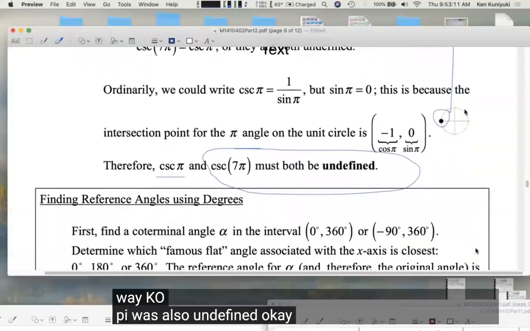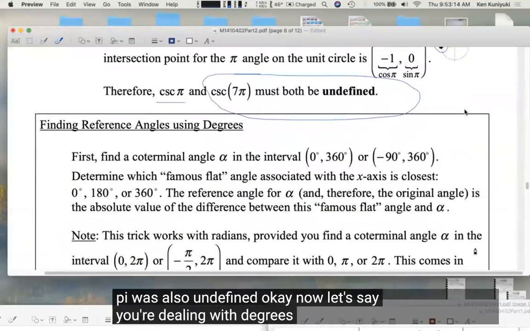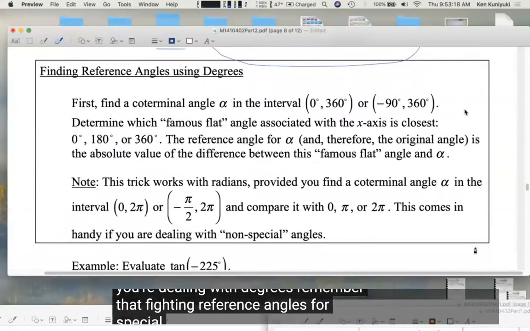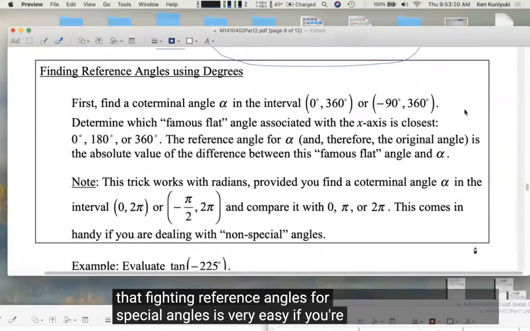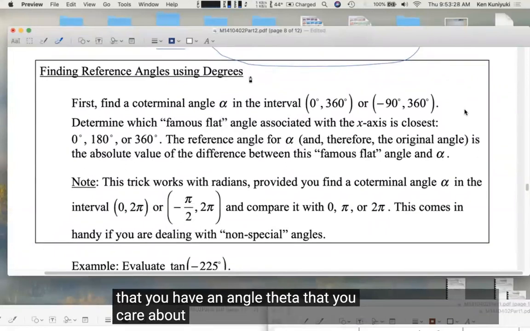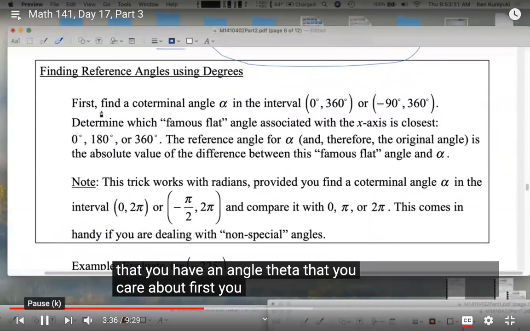Okay. Now let's say you're dealing with degrees. Remember that finding reference angles for special angles is very easy if you're dealing with radians. For degrees, it's actually a bit trickier. So let's say that you have an angle, theta, that you care about.